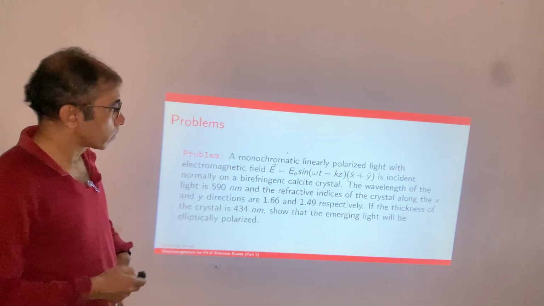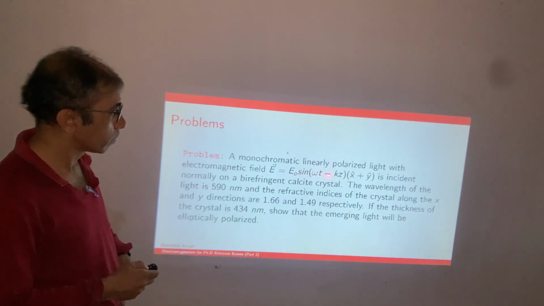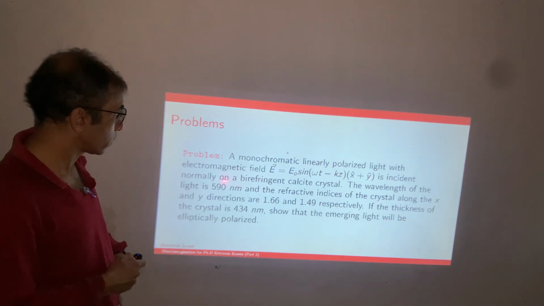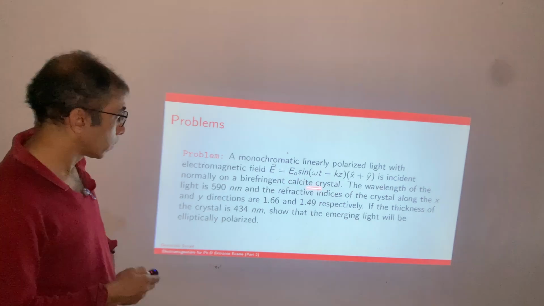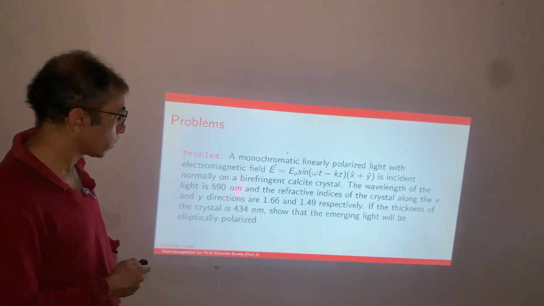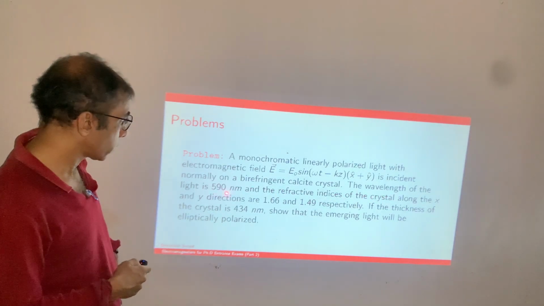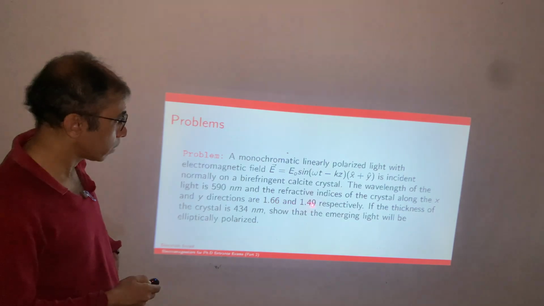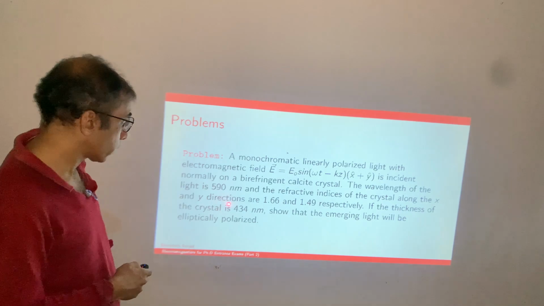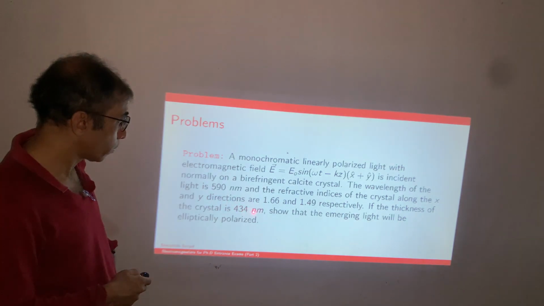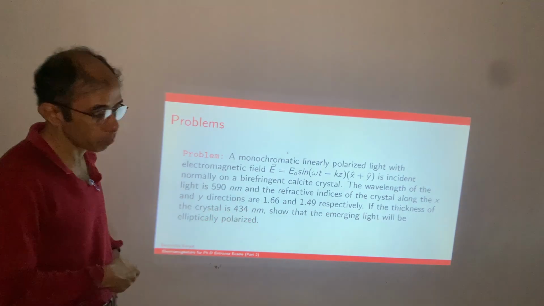So next problem is a monochromatic linearly polarized light with electromagnetic field x plus y is incident normally on a birefringent crystal. The wavelength of the light is 500 nanometers and the refractive indices of the crystal along the x and y directions are 1.66 and 1.49. If the thickness of the crystal is 4.34 nanometers, show that the emerging light will be elliptically polarized.